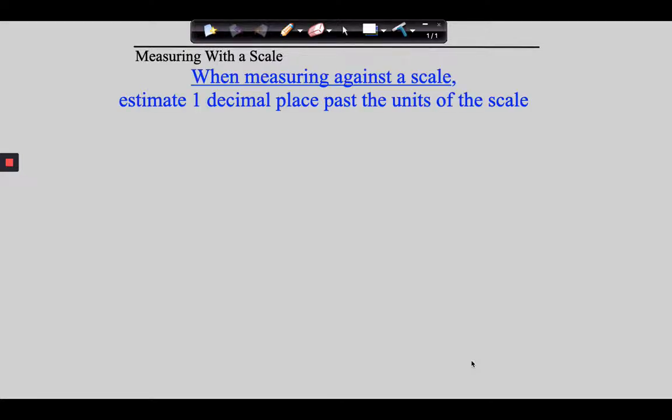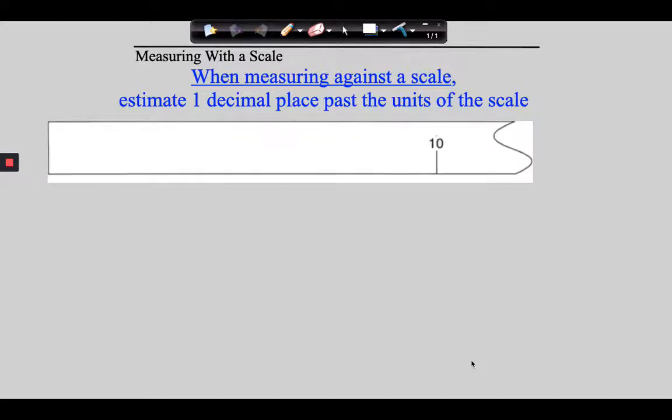So now we're going to talk about analog measurements, measuring against a scale. And guys, remember the rules. You put a star by it. 1 decimal place past the accuracy of the device. So guys, here we go. Here is our scale. Don't write this down. Don't draw it. You're just going to write down the answer.